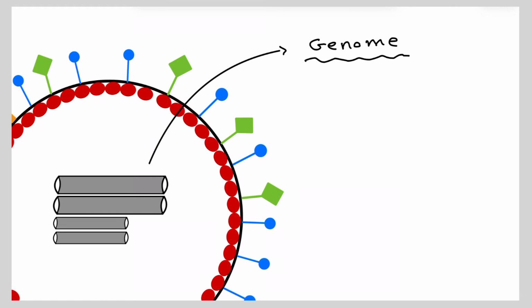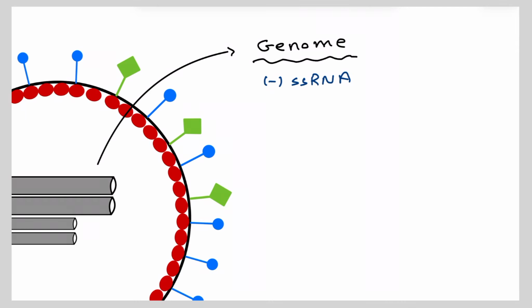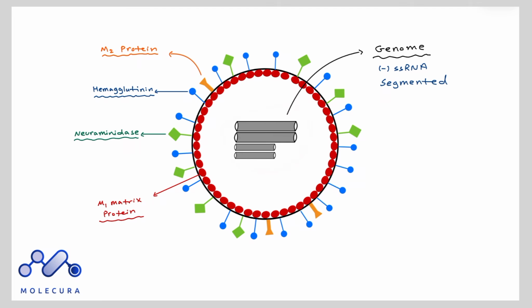So the genome of the influenza virus is going to be negative sense single-stranded RNA. And what does this mean? It means that the single-stranded RNA needs to be transcribed into a positive sense RNA before it can be translated to proteins. It is also important to note that this genome is segmented. So this is a segmented genome inside the viral envelope. We have not shown it here as 8 pieces to make the diagram more tidy and simple, but there are 8 pieces of this genome inside the virus.